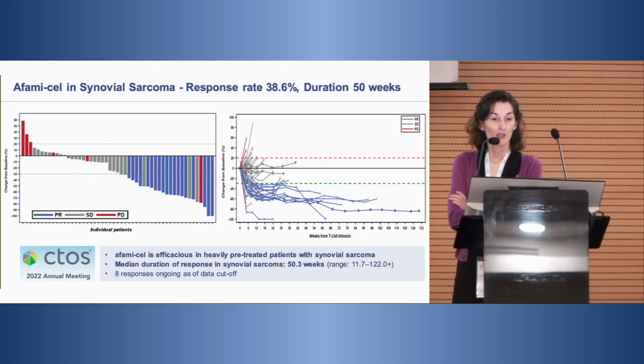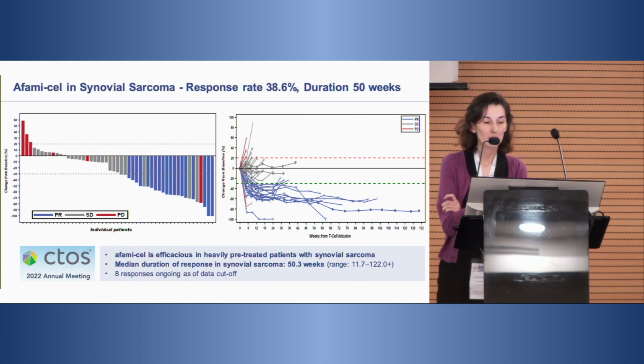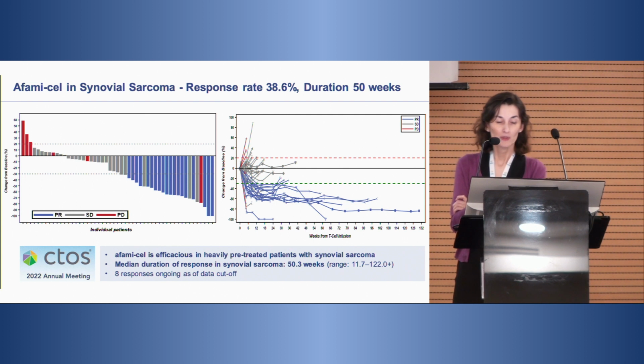So the response, this is the initial paper that they published with the initial preliminary results. The treatment is called afami-cel, and the subgroup of sarcoma patients they had was synovial sarcoma patients, and the response rate was 36.8%.